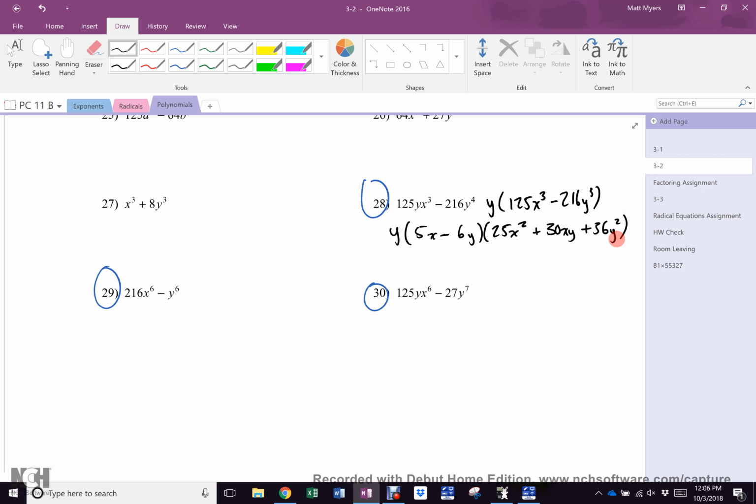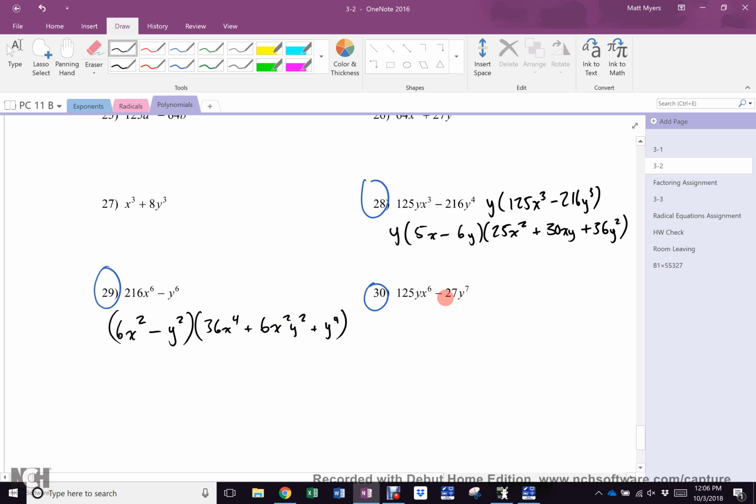Same thing. Aren't these both perfect cubes? Yes. So, cube root of the first one, 6x what? Squared. Minus cube root of the second one, y squared, times, that's 36x to the fourth, plus 6x squared y squared, plus y to the fourth.